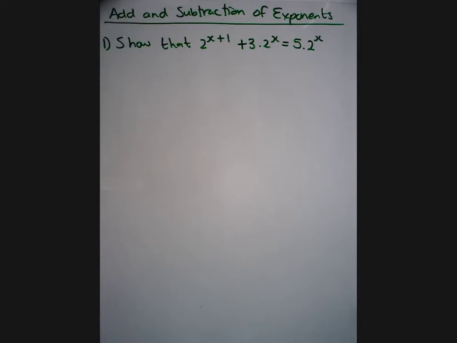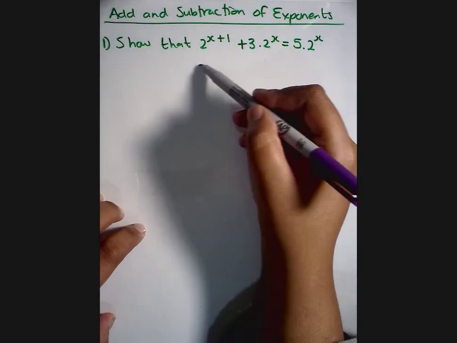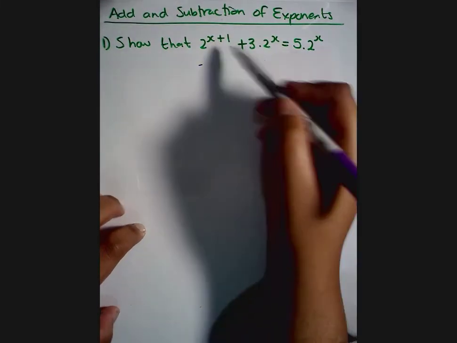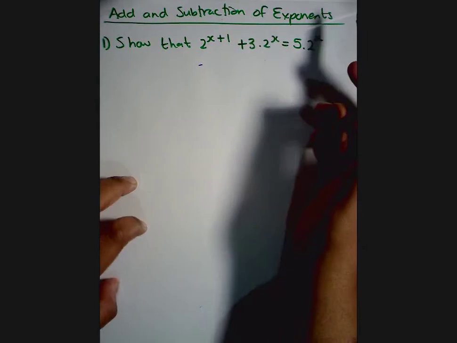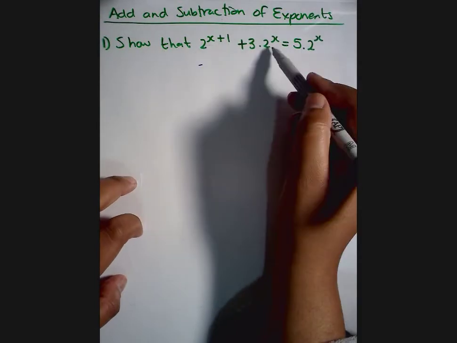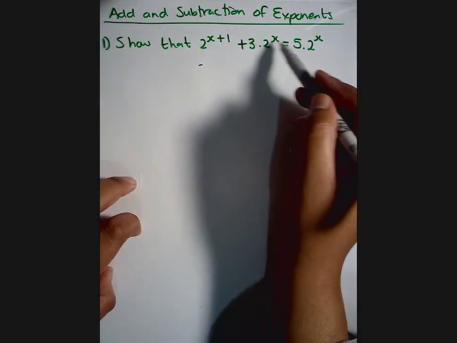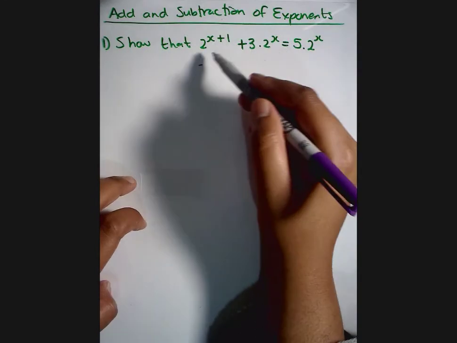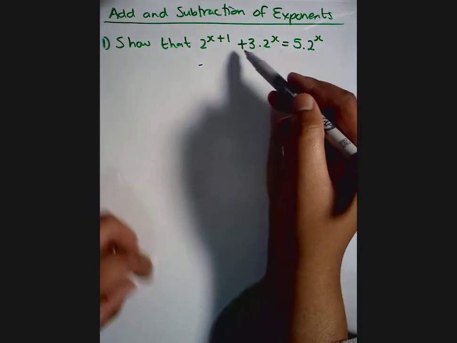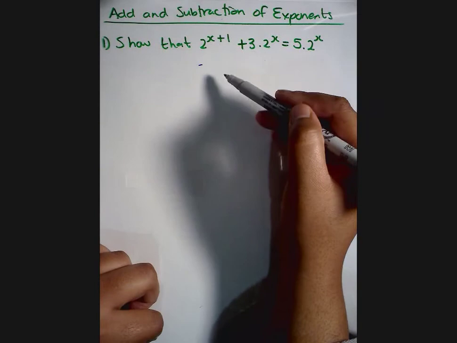plus 3 times 2 to the power of x is equal to 5 times 2 to the power of x. So we need to prove that this side here is equal to that side there. So we only work on these two terms. Step number 1, prime factorize. It's already done. Step number 2, multiply out the exponents. It's already done. Step number 3, if it's multiplication and division, then follow the rules from step number 3 of the previous video.